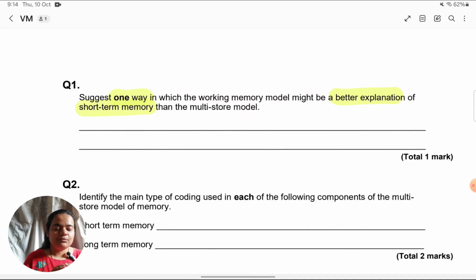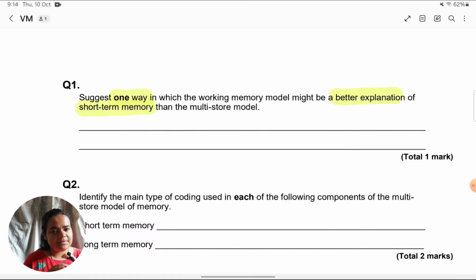Now, I know immediately what must be coming to your mind, which is a correct point, that in the multi-store model, STM has been taken as a unitary construct or a single construct, as if there are no further subdivisions to it. Whereas the working memory model emphasizes various subcomponents which are there within short-term memory. So definitely that is one point that can be given.